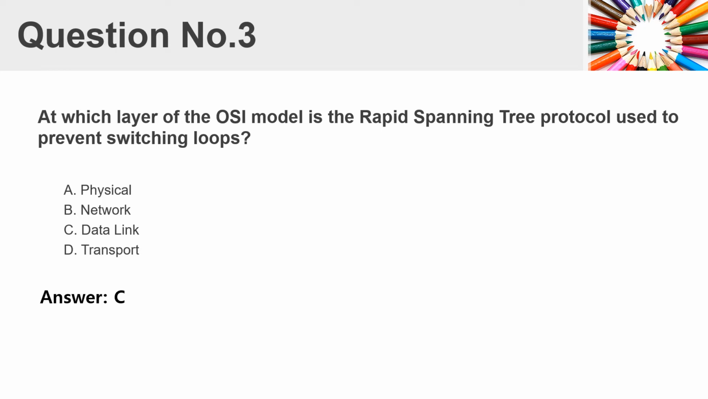Question number 3. At which layer of the OSI model is the Rapid Spanning Tree Protocol used to prevent switching loops? A. Physical. B. Network. C. Data link. D. Transport. Answer: C.